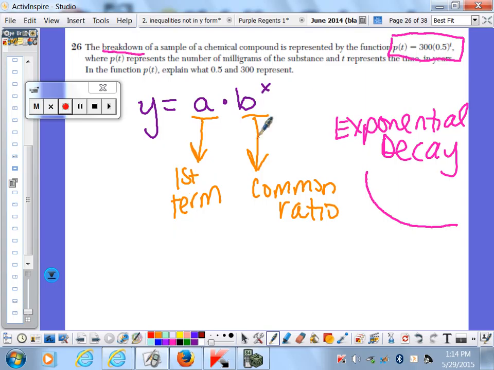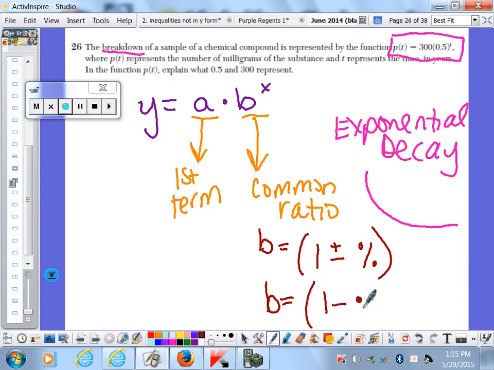And 0.5 is your common ratio. We do know it is decay. So when we're talking about growth or decay, remember b really equals 1 plus or minus the percent as a decimal. In this case, we are talking about decay, so it will be 1 minus the percent as a decimal. So I want you to think about, what did we have to subtract from 1 in order to get 0.5? And think. So then, what does 0.5 represent? Go ahead.